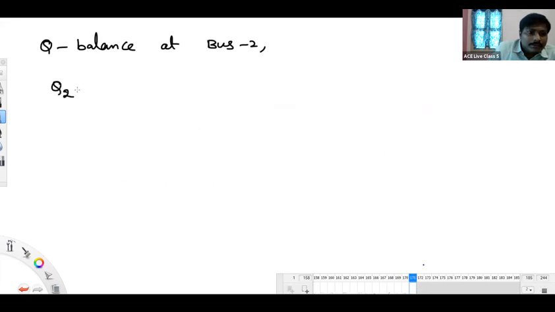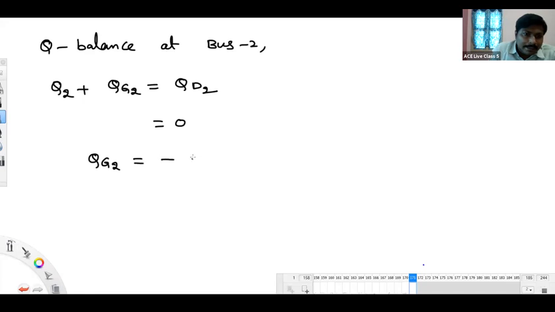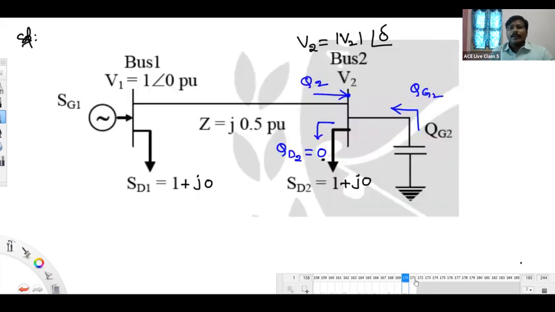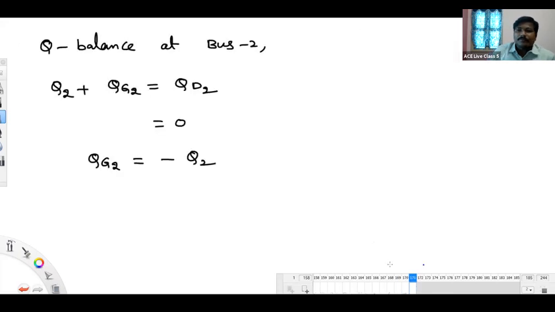Q2 injection plus QG2 injection equals QD2. QD2 is 0, so QG2 will come to be negative of Q2. Okay, what is the Q2 formula?